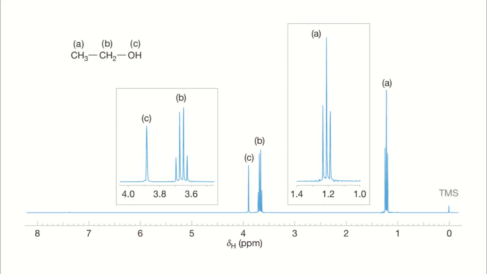Then, we examine the splitting patterns for each group based on the n+1 rule. The signal for the H atom in the OH group, named C, at 3.9 ppm is a singlet because it's adjacent to the O atom.